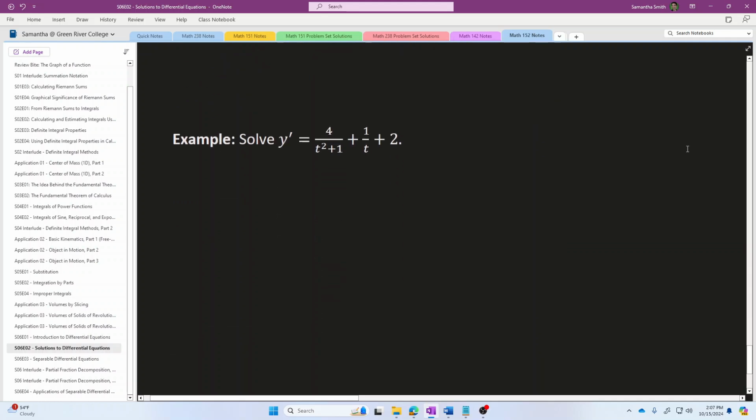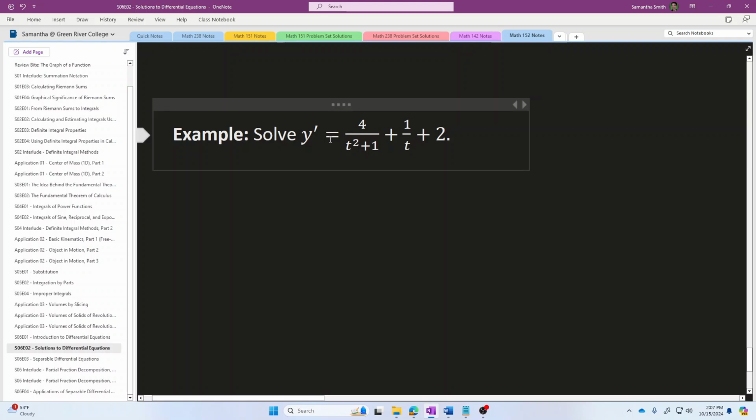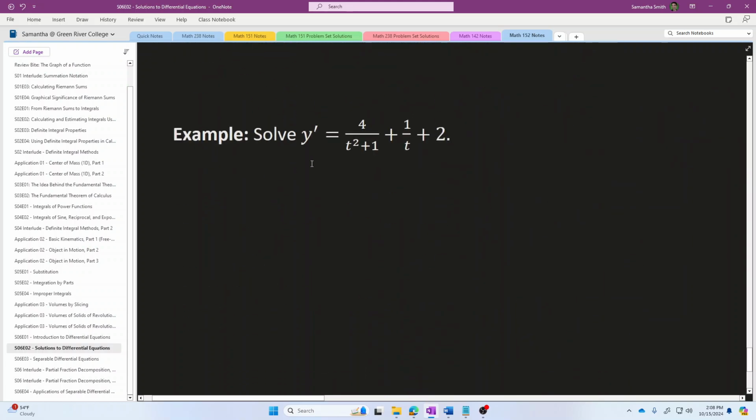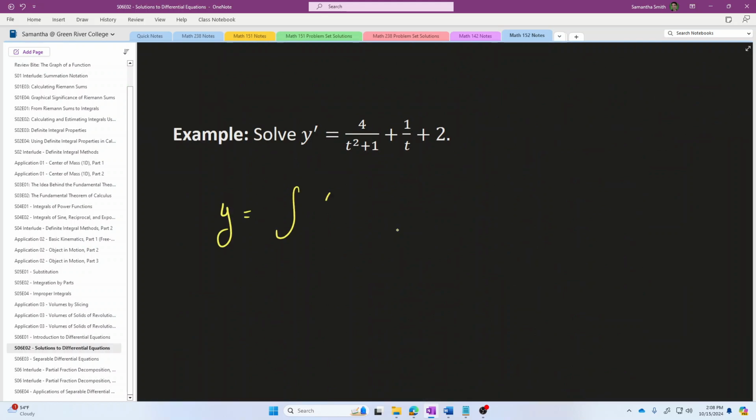Let's do another example. Here I'm given the differential equation y prime equals 4 divided by t squared plus 1, plus 2. Solve this equation. In other words, find or describe all of the functions that make this equation satisfied. I observe that this equation is in precisely the correct format to use simple integration. If y prime is equal to this formula, and on the right I have only input variables, in this case only t's, then the indefinite integral is perfectly designed to tell me all the functions whose derivative is equal to this.